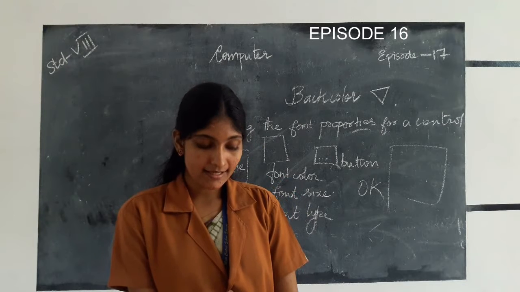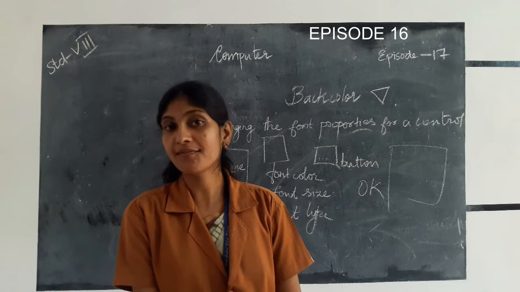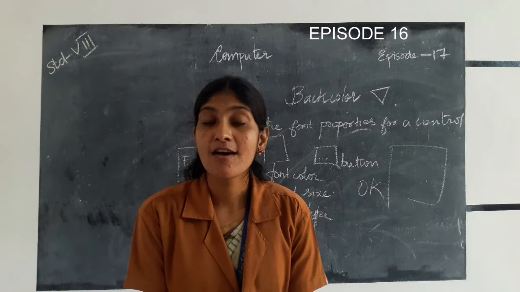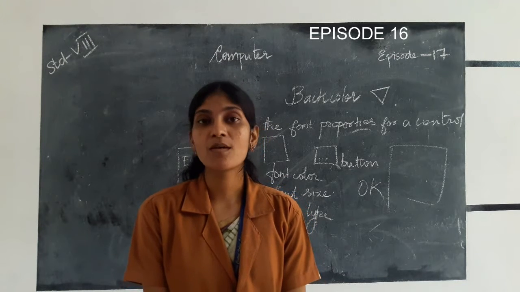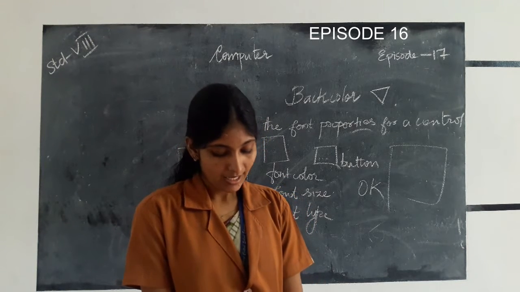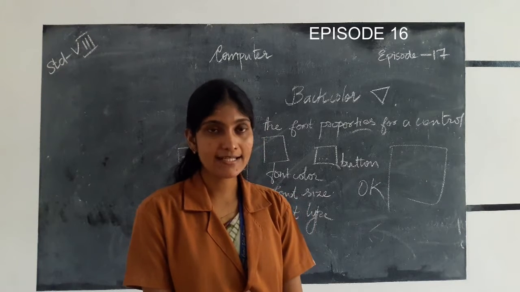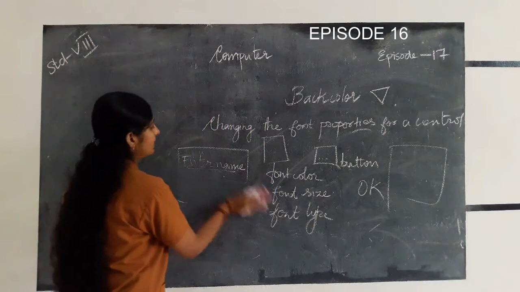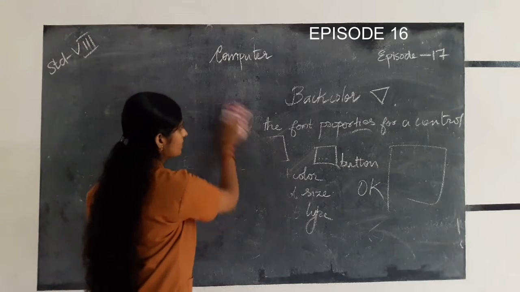Now you can understand how to change the font properties for a control, and how to set a foreground color or background color to a text in the control. The next topic we move to is the text box.